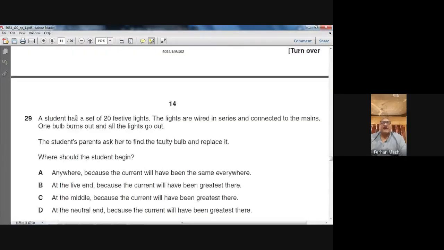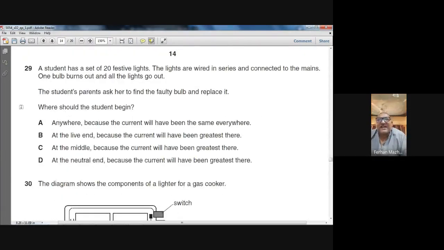The next question. A student has a set of 20 festive lights. The lights are wired in series and connected to the mains. One bulb burns out and all the lights go out. The student's parents ask her to find the faulty bulb and replace it. Where should the student begin? A. Anywhere, because the current will have been the same everywhere. B. At the live end, because the current will have been greatest there. C. At the middle, because the current will have been greatest there. D. At the neutral end, because the current will have been greatest there.